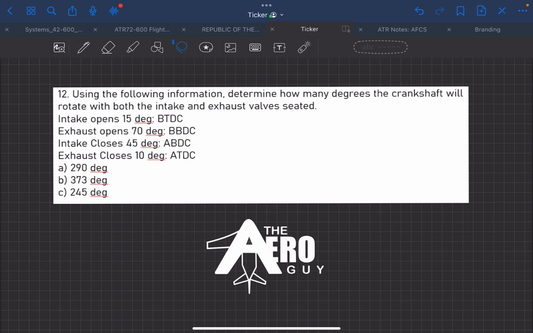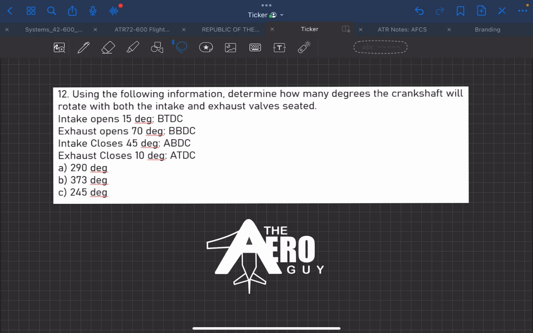This is a very straightforward problem, simply asking how many degrees the crankshaft will rotate with both the intake and exhaust valves closed. We have three choices: 290 degrees, 370 degrees, 245 degrees.